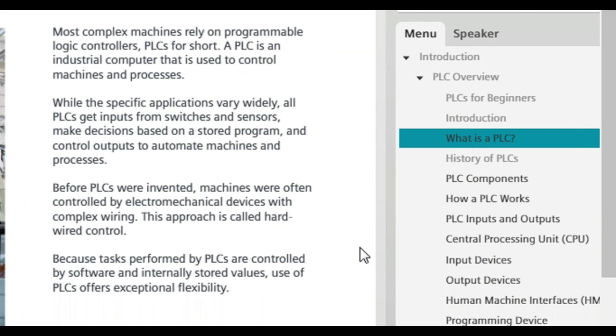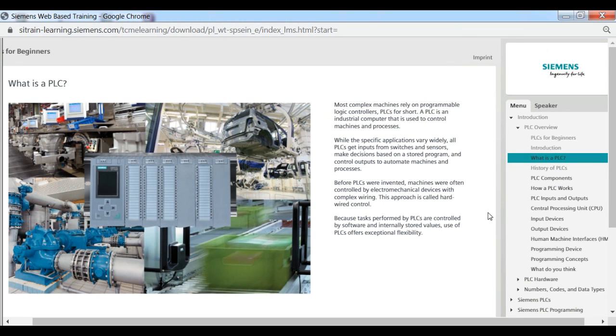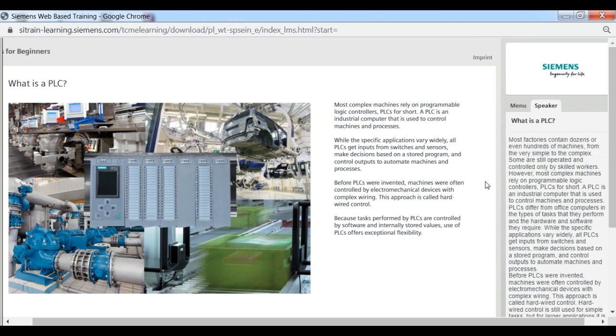A PLC is an industrial computer that is used to control machines and processes. PLCs differ from office computers in the types of tasks they perform and the hardware and software they require. While the specific applications vary widely, all PLCs get inputs from switches and sensors, make decisions based on a stored program, and control outputs to automate machines and processes.